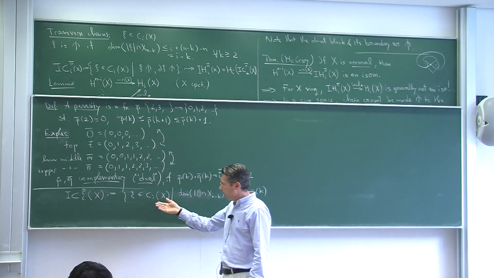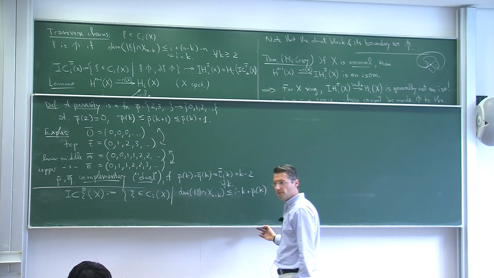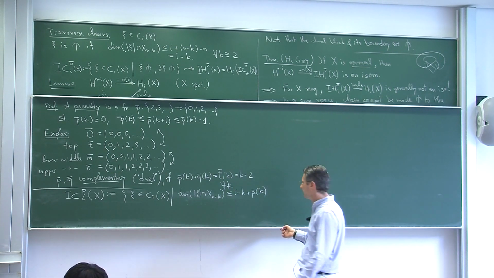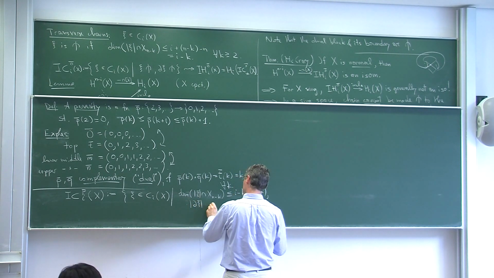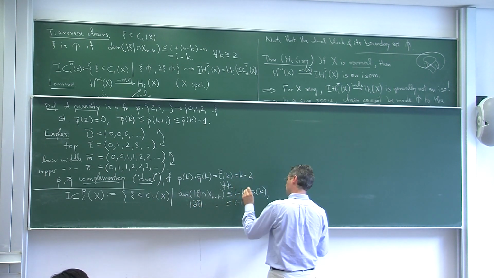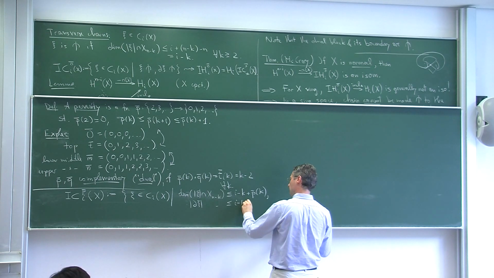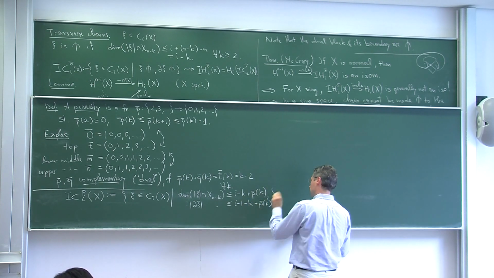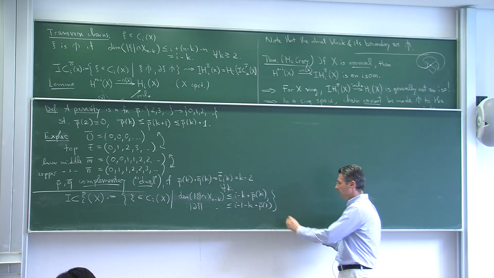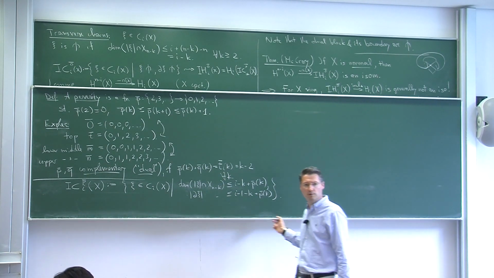Now, in order for this to be a chain complex, I need to specify a similar condition on the boundary. So we do that. We require this also for the boundary. And I say this should be less than or equal I minus 1 minus k plus pk. So then this is a chain complex, and the intersection homology is the homology of that chain complex.